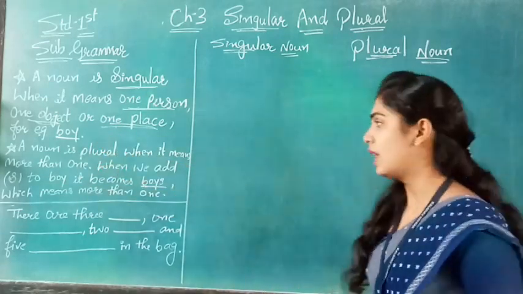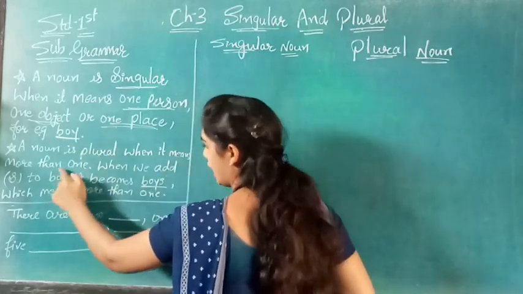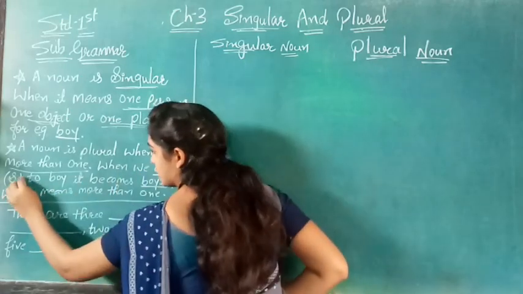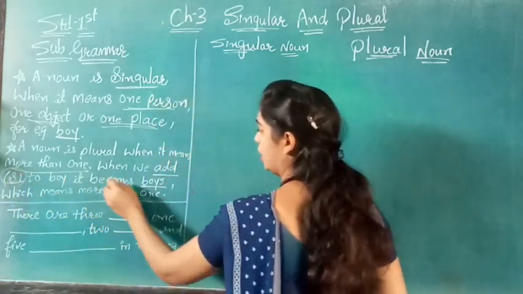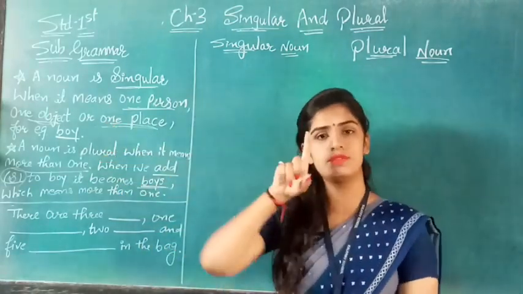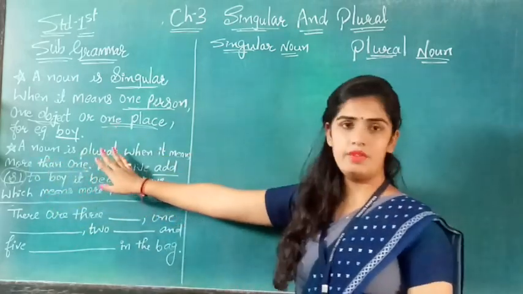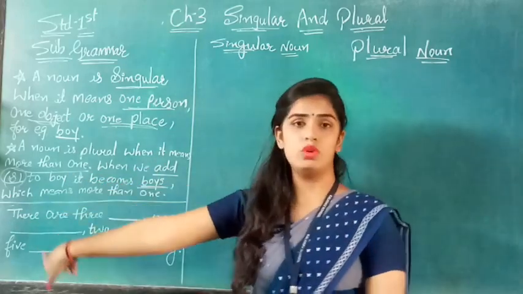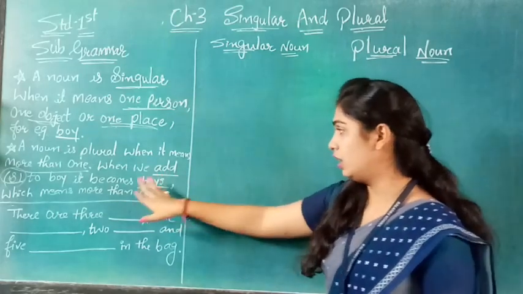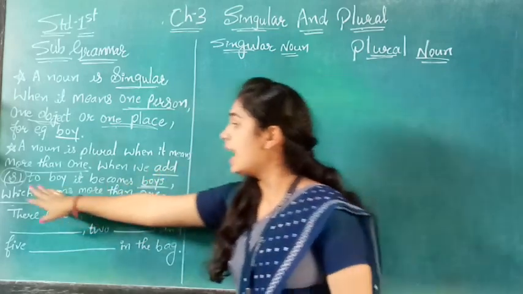Okay, children? Now see, a noun is plural when it means more than one. More than one, when we add s to boy it becomes boys. See children, in singular we were writing boy. Okay, so it is one boy only, so we will write here boy. Now, a noun is plural when it means more than one. More than one means 2, 4, 6, 8. And so see here, more than one when we add s to boy.